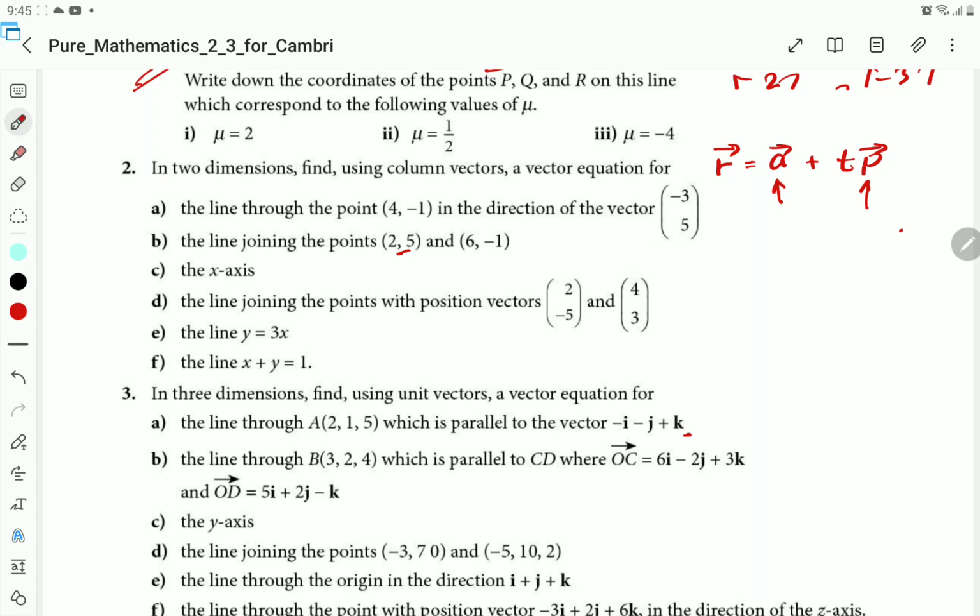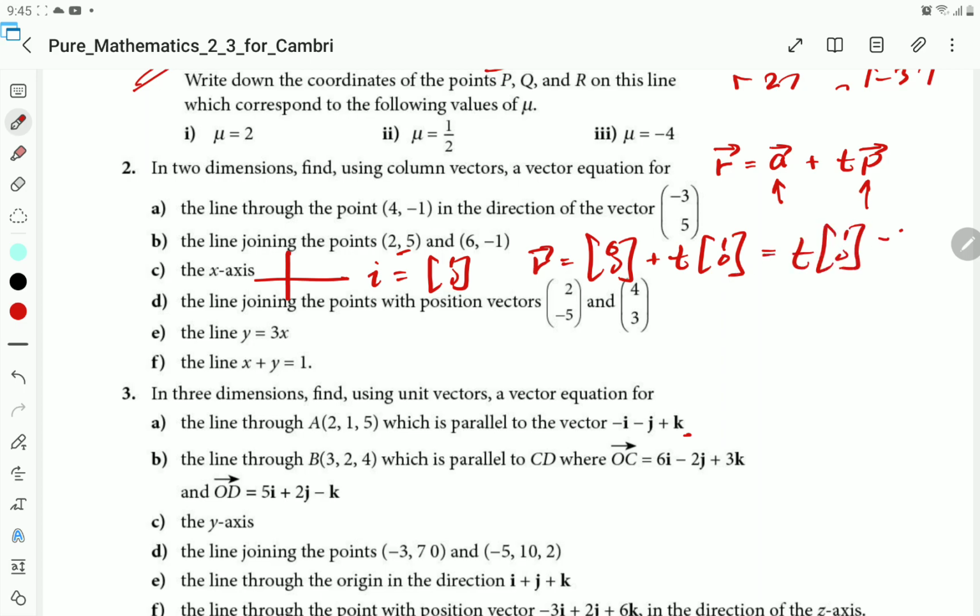So what about for the x-axis? For the x-axis, remember, this is the i unit vector, which is equal to 1, 0. So therefore, the r there, since it's passing through 0, 0, plus the t of 1, 0, which is equal to t comma of 1, 0. So this is now your answer. Or you can just say that is equal to it, or ti. Sorry, better to write ti.